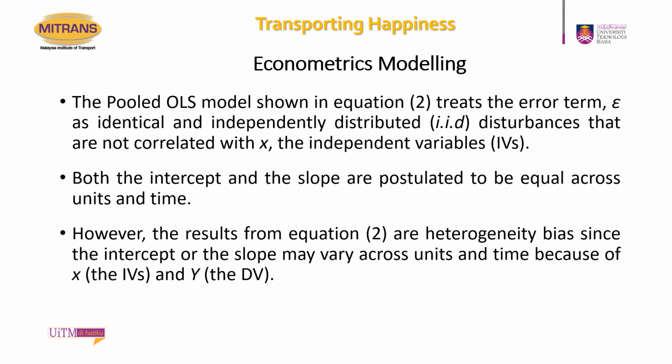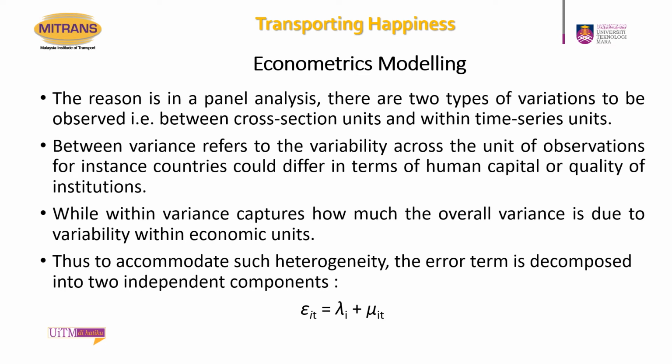So both the intercept and the slope are assumed to be equal across units and time. However, the results from equation 2 suffer from heterogeneity bias, since the intercept may vary across units and time. The reason is, in panel analysis, there are 2 types of variation: 1 is cross-section units, and 2 is within time series units. Between cross-section refers to the variability across the units of observation.